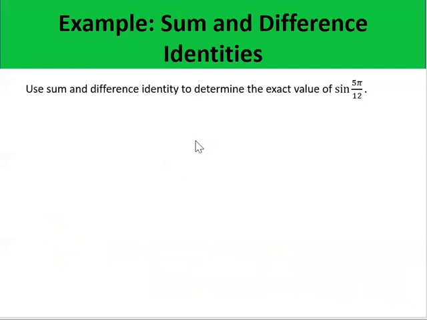Now, let's have another example. Here, let's use the sum and difference identity to determine the exact value of sine 5 pi over 12. That means we are going to think of two angles such that the sum or difference of the two angles is 5 pi over 12. In here, 5 pi over 12 can be expressed as 8 pi over 12 minus 3 pi over 12. So that's 8 pi minus 3 pi is 5 pi.